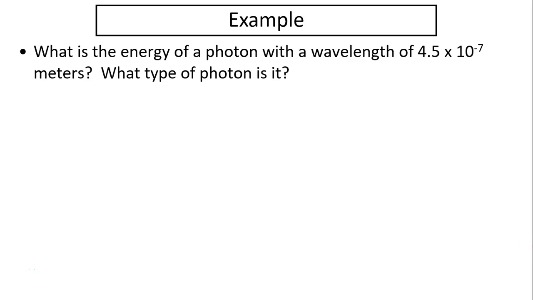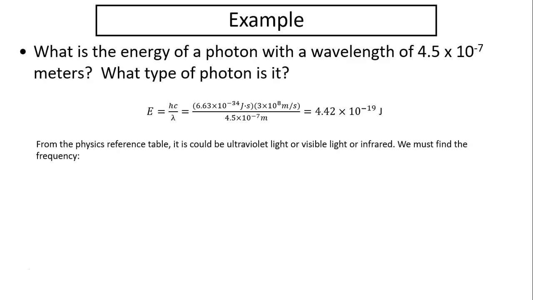Okay, the example: what is the energy of a photon with a wavelength of 4.5 times 10 to the negative 7 meters? What type of photon is it? To find energy, we use the equation E equals hc over lambda. You plug everything in, and you should have 4.42 times 10 to the negative 19 joules. Straightforward.